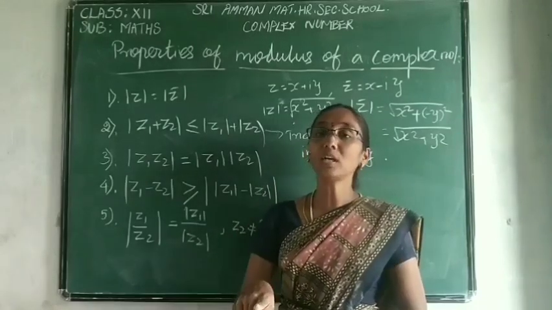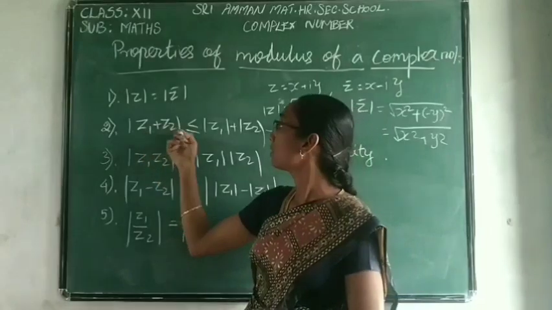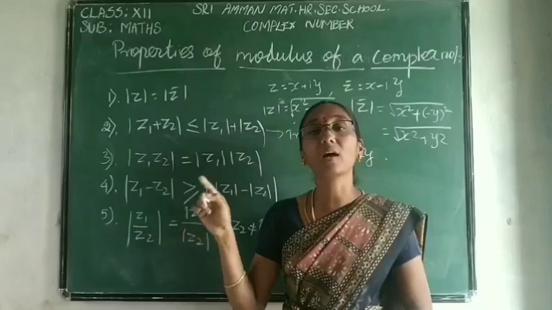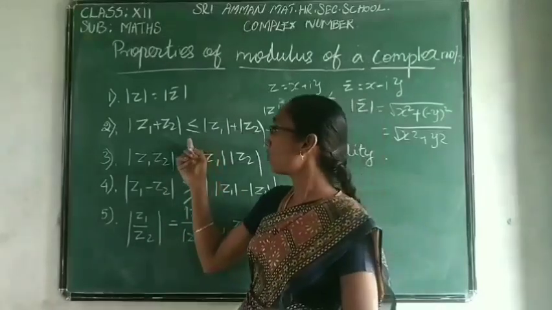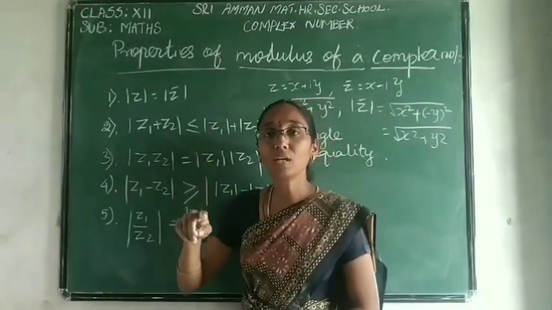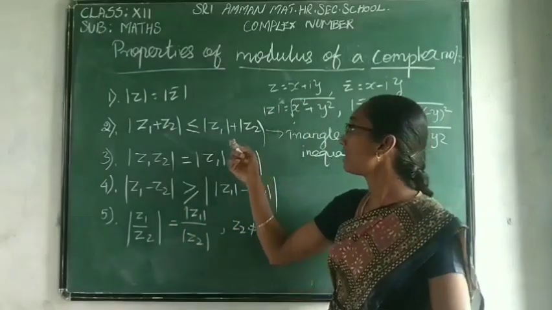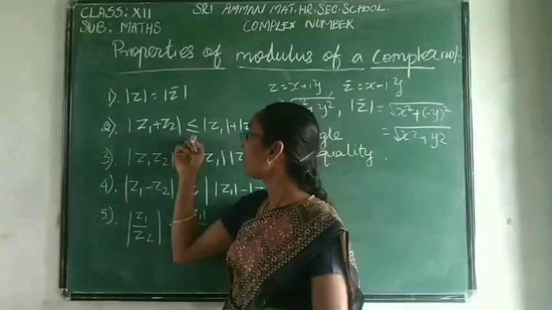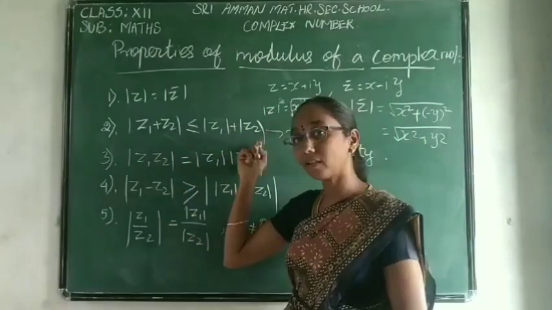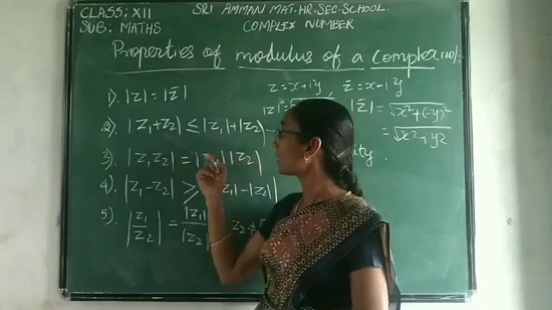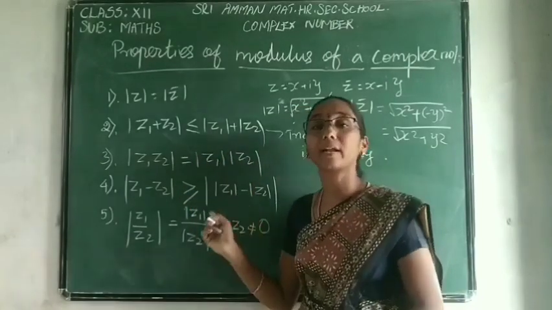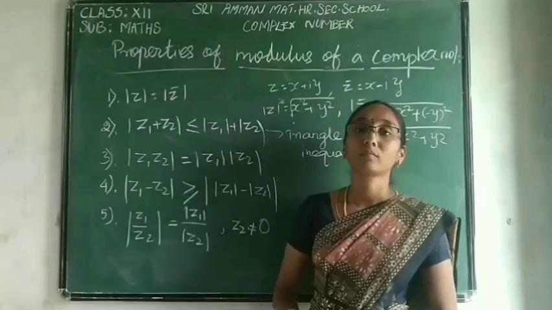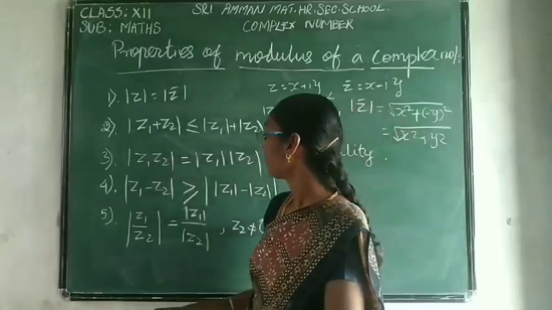In addition of two complex numbers, the modulus of the sum is less than or equal to the sum of the moduli of the complex numbers separately. In the same way, noting this point: for sum it is less than or equal to, for product it is equal to, for subtraction it is greater than or equal to, and for division it is equal to. Okay, do you understand?